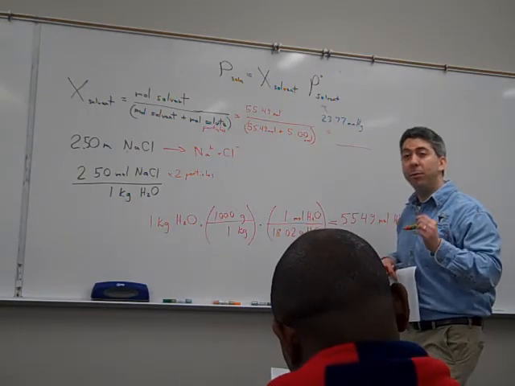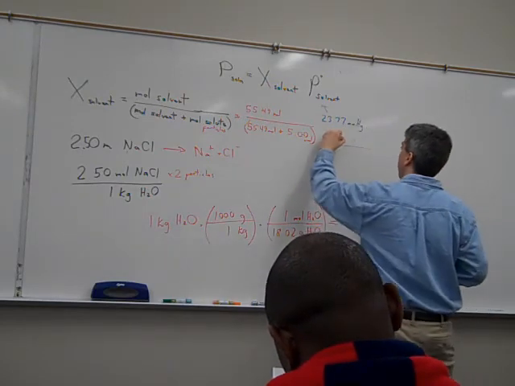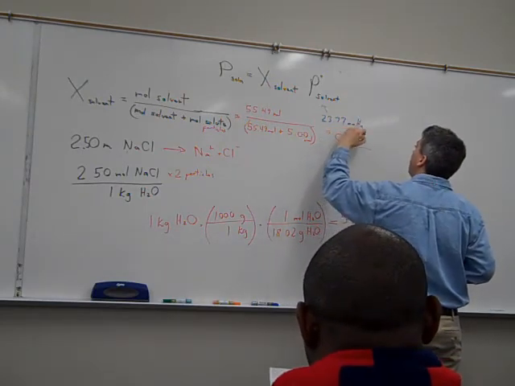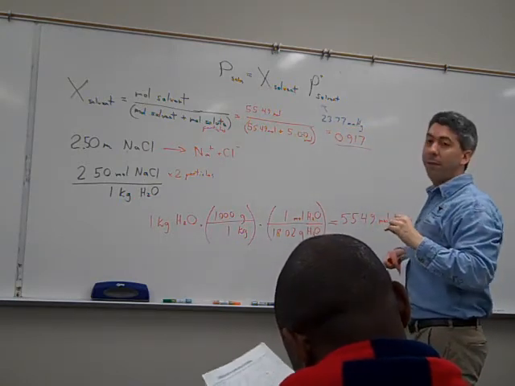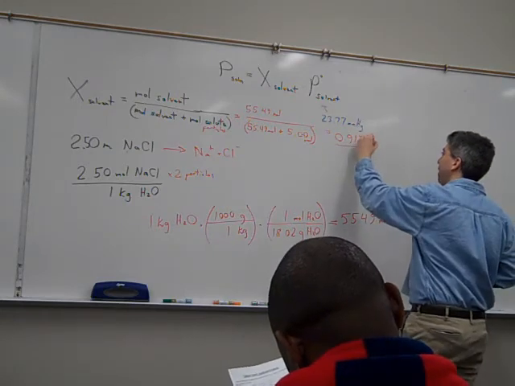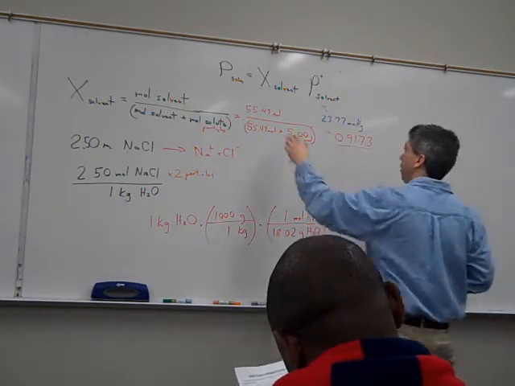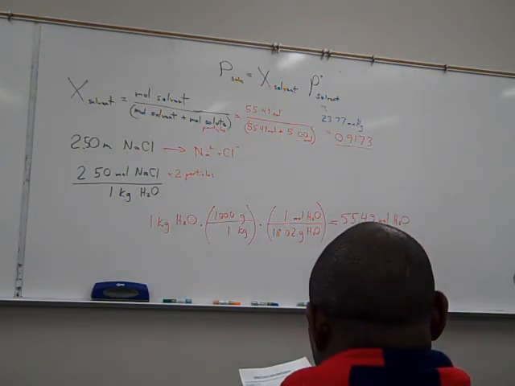0.917. I'm sorry? 0.917. Very good. I apologize for my deafness. I actually need one more sig fig. 3. Okay. Good deal. Because this is 4, and when you add these up, that's still going to be 4, so this will be 4 sig figs here.